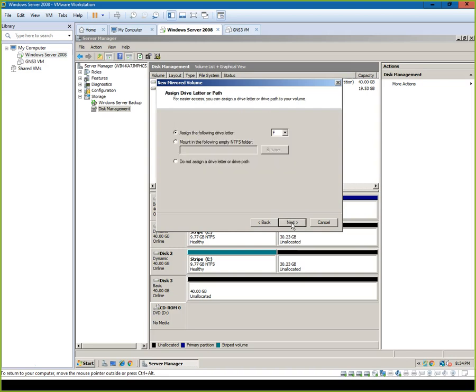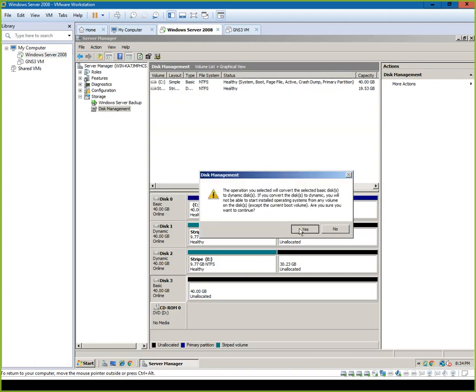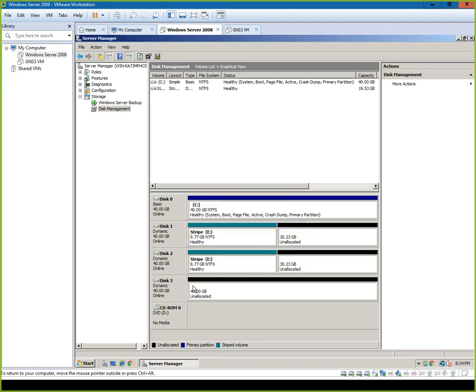So we can do this. We'll assign it F, and let's call it the mirror. Mirror, and we'll do the quick format for it also. We'll convert it, yeah, because this one had not been converted to a dynamic disk. Yeah, it's still working. I thought I had lost it there for a second. So it's now formatting it. I have a mirror, because this is the disk that I picked for the mirror. They don't have to be lined up here.